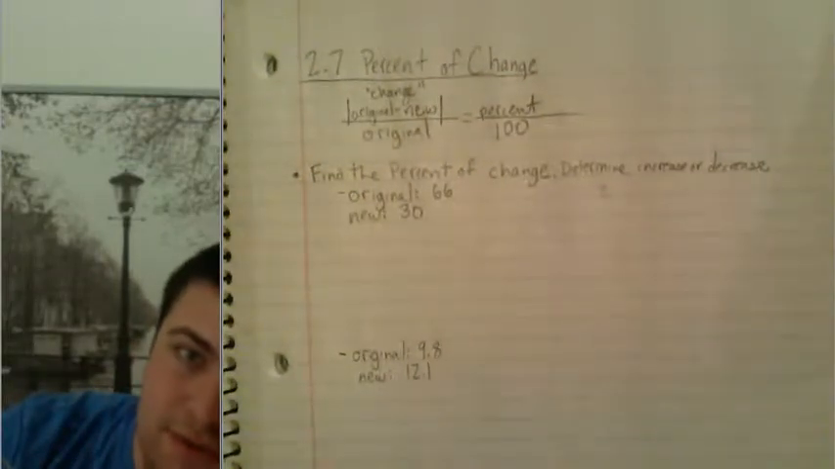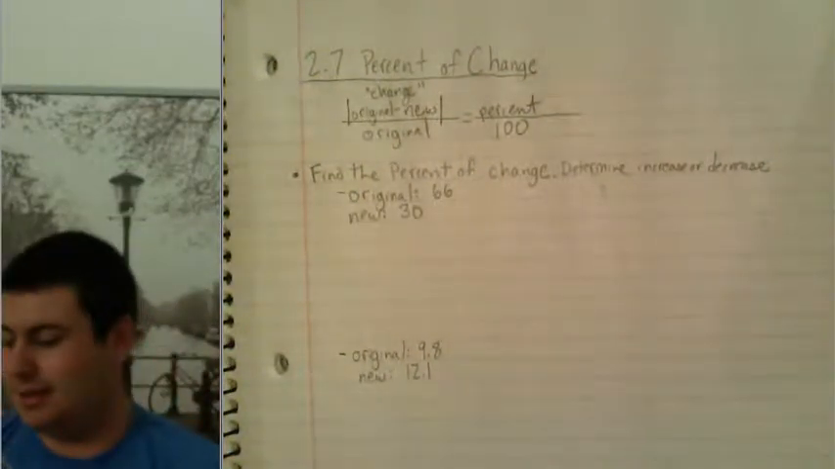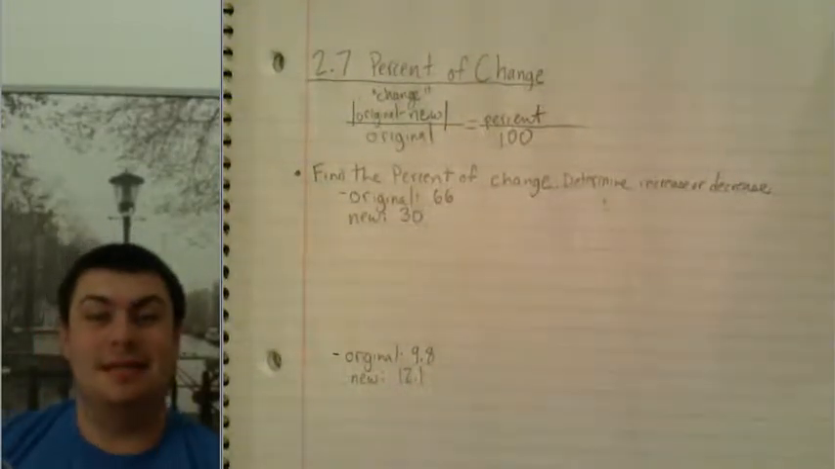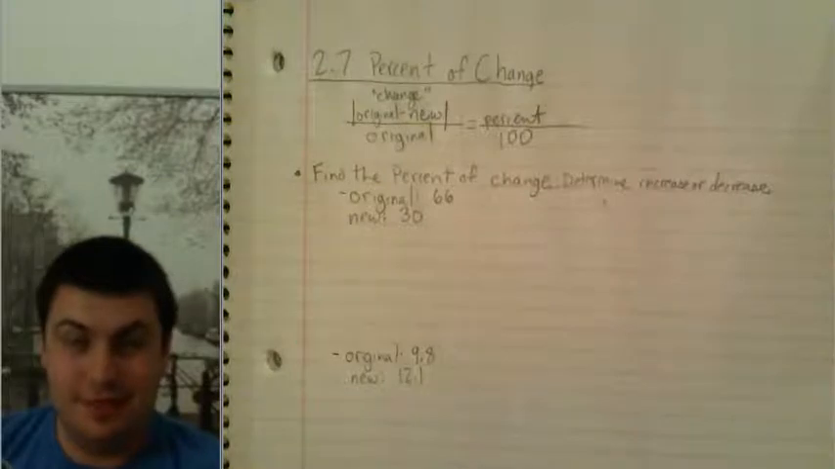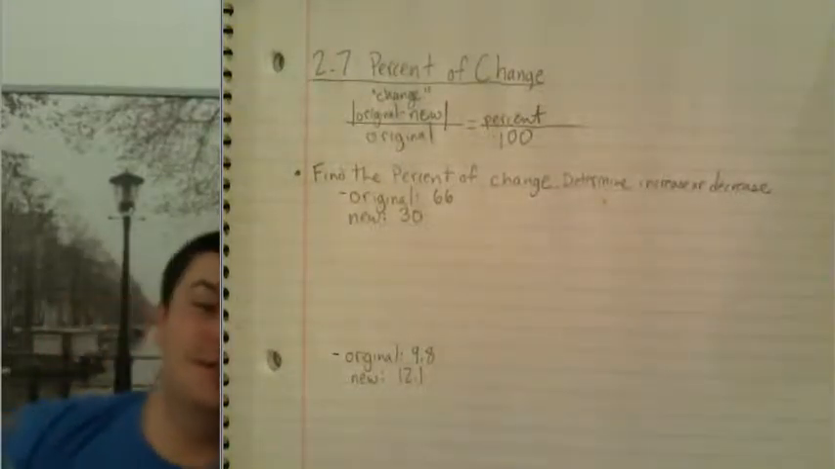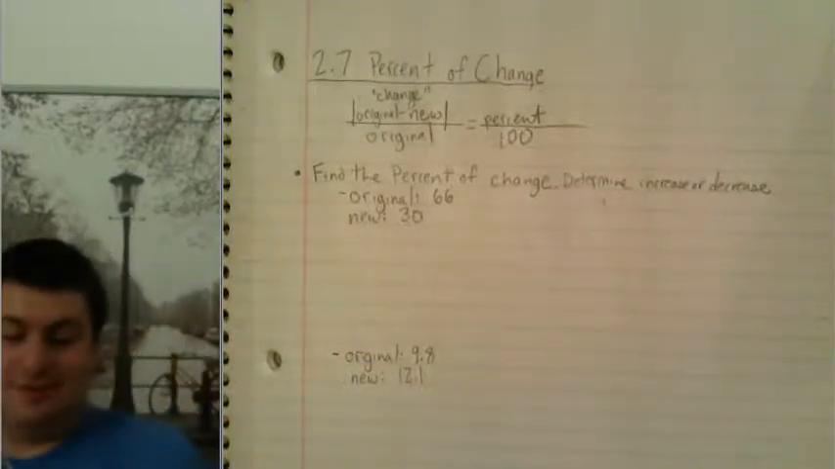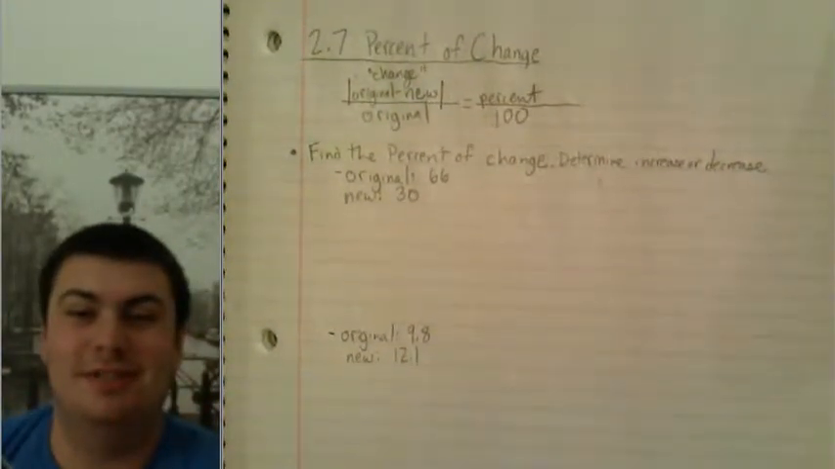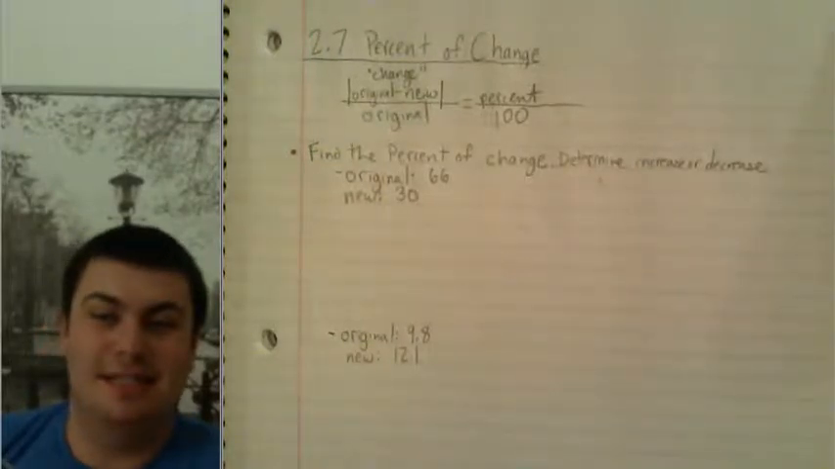Let's see if we can focus here a little bit instead of taking an accidental screenshot, which I just did. But we will take the original minus the new in the absolute value of the change, so it's always going to be positive, over the original equals the percent over the new. So if we're going to find the percent of change and determine if it's an increase or a decrease.